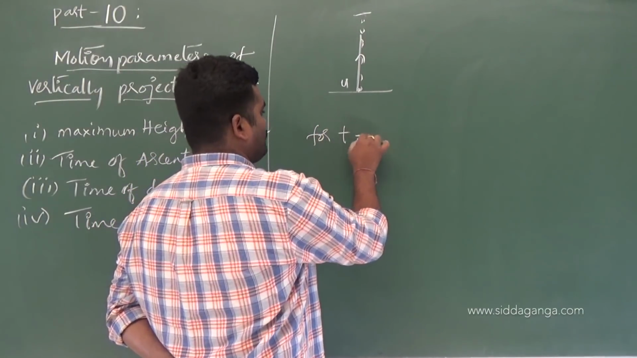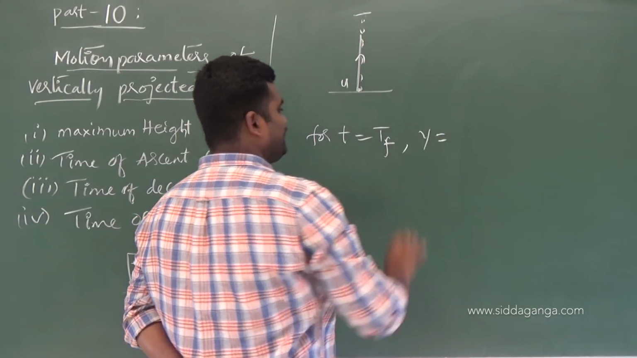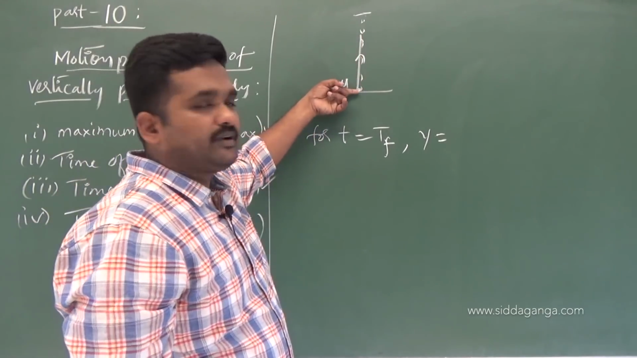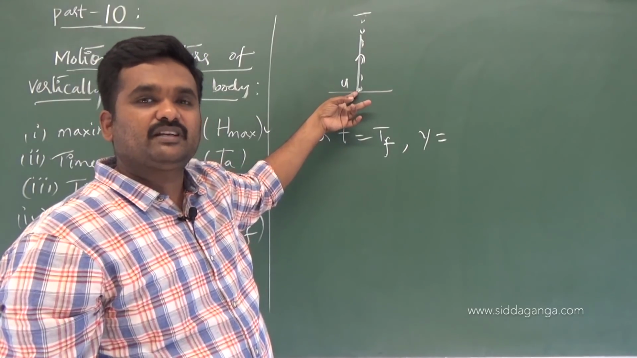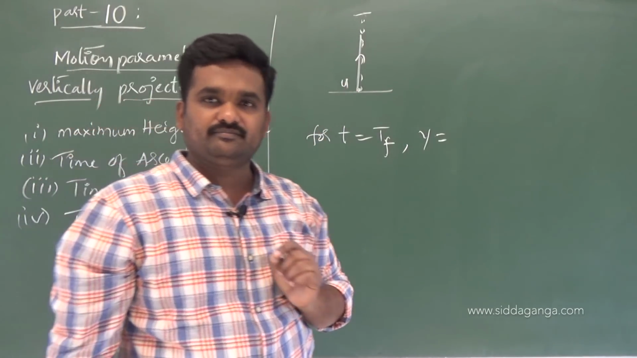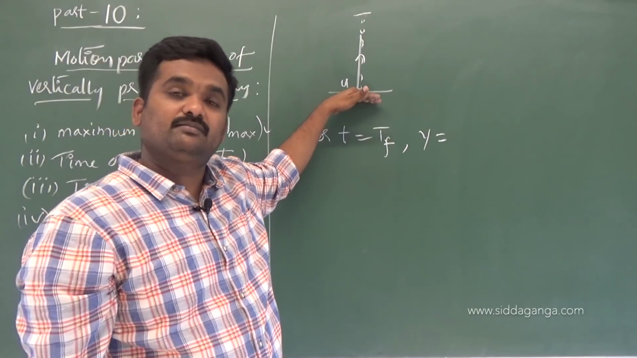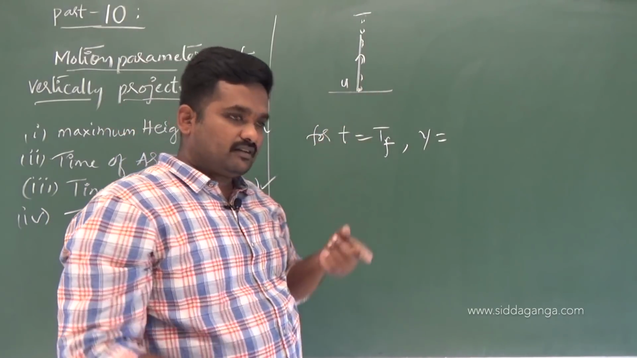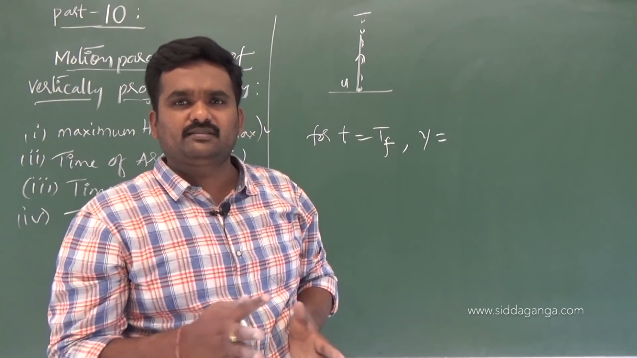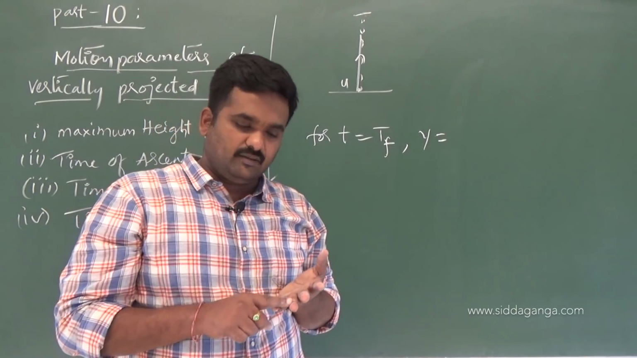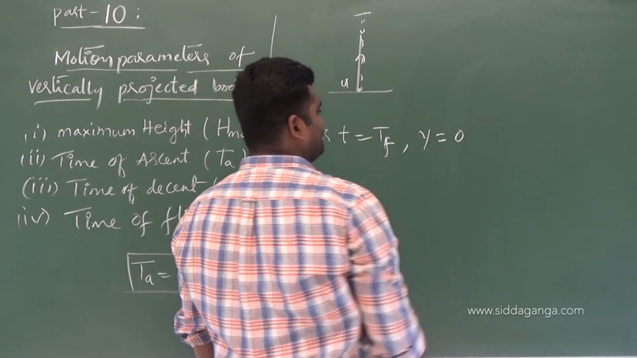For t equal to time of flight, what is the value of y it has travelled? It started from here, went there and came back to the same point. Then what is the vertical displacement? Not distance I am talking about. Distance travelled is h max plus h max, 2h max you can say. But I am asking about displacement. Starting from that point, final position is the same as initial position. Obviously displacement is final position minus initial position, equal to 0. So for t equal to time of flight, y equals 0.